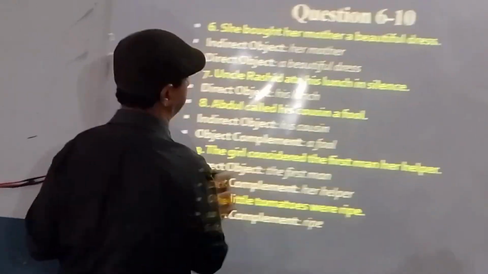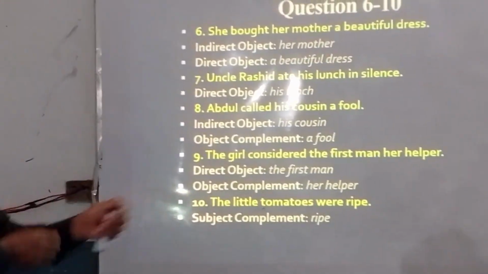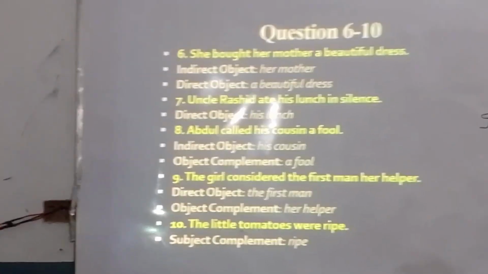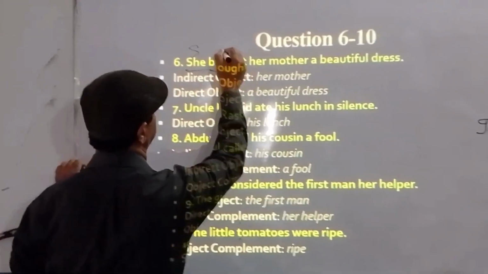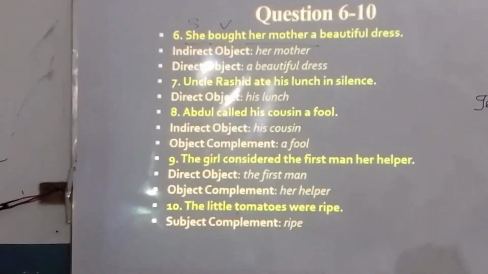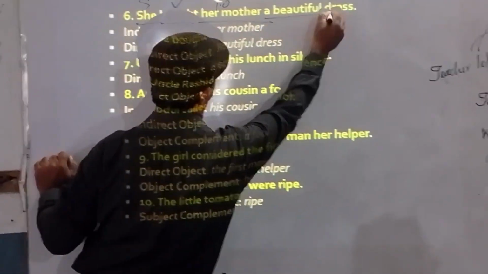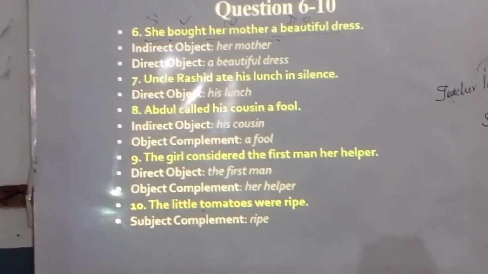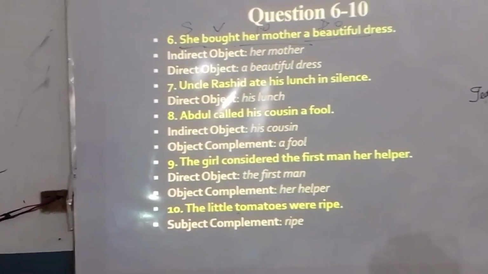Next one, let me explain this. She bought her mother a beautiful dress. What is she? Subject. Bought, verb. Her mother? Indirect object. A beautiful dress? Direct object. Why is a beautiful dress direct object?